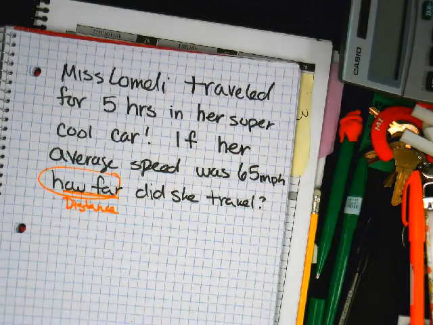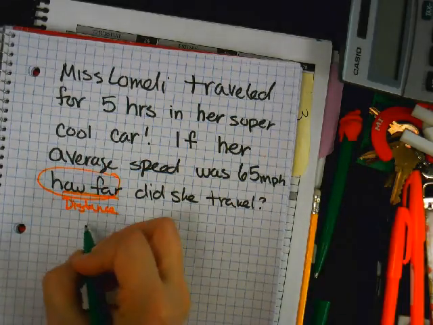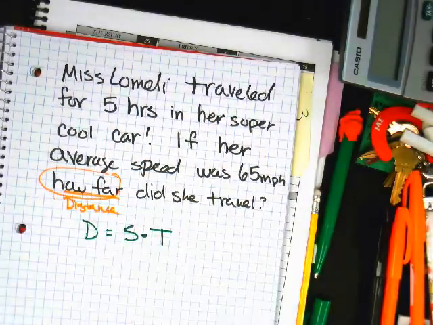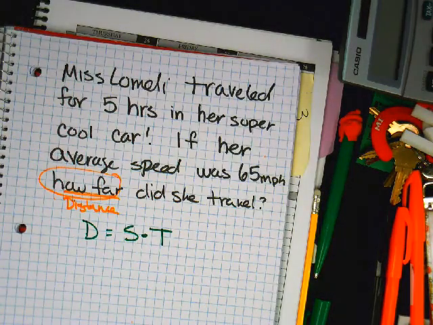Distance. So take your triangle. What letter do I cover up? D. Do it. Cover up the D. What am I left with? S times T. Very good. All right, plug in your numbers. Which number represents your speed? Which number represents your time?